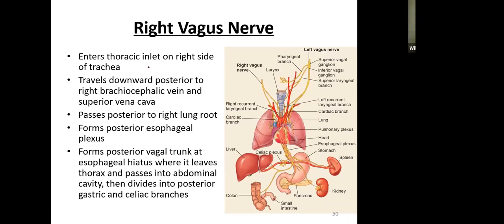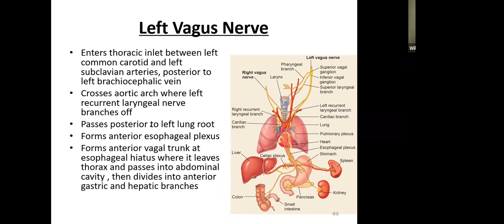The right vagus nerve enters the thoracic inlet on the right side of the trachea, travels downwards posterior to the right brachiocephalic vein and the superior vena cava. We know where the position of that is. It passes posterior to the right lung root, and it forms a posterior esophageal plexus. I'm just going to give you a really quick note to take home on that. It forms a posterior vagal trunk at the esophageal hiatus where it leaves the thorax and passes into the abdominal cavity. Then it divides into posterior gastric and celiac branches.